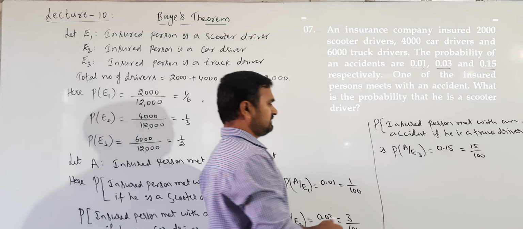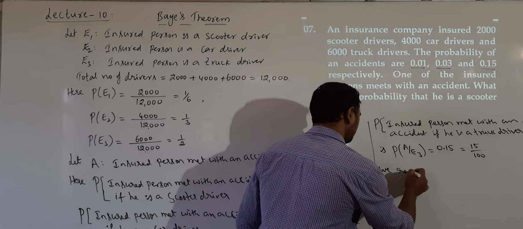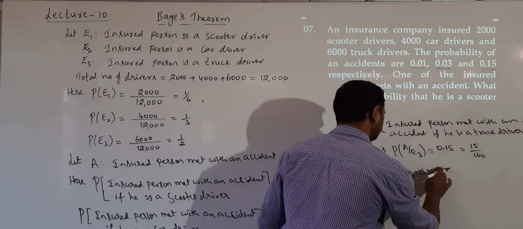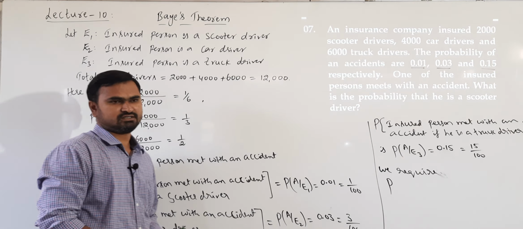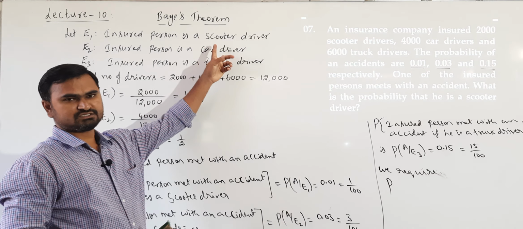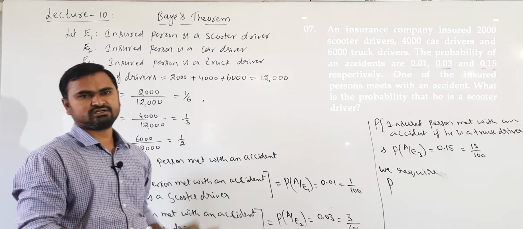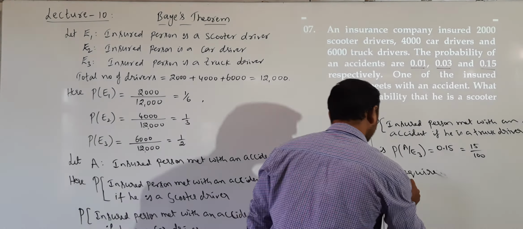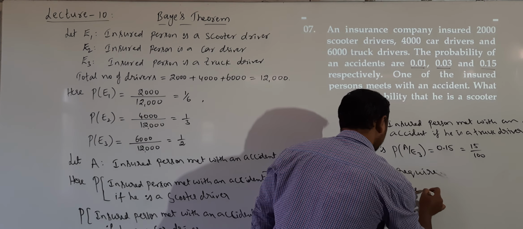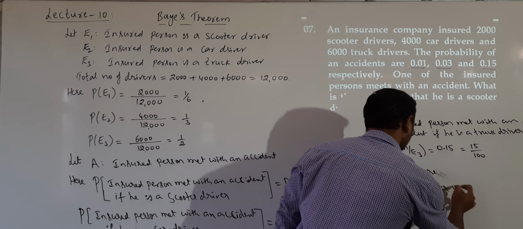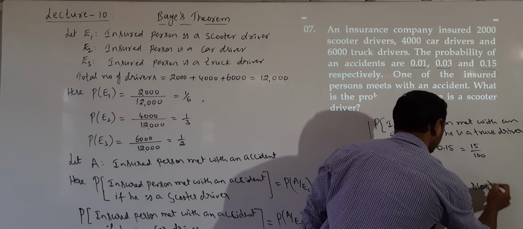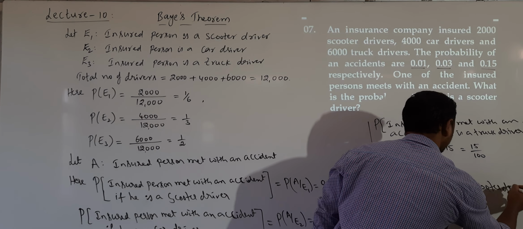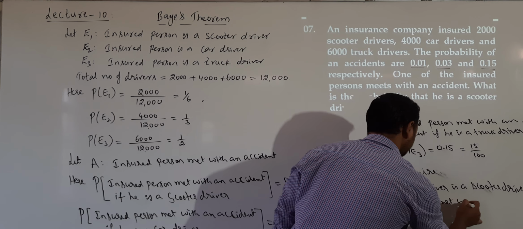Now what do we require? We require the probability that the person is a scooter driver, if the accident has already happened. So we require the probability that the driver is a scooter driver if he met with an accident.